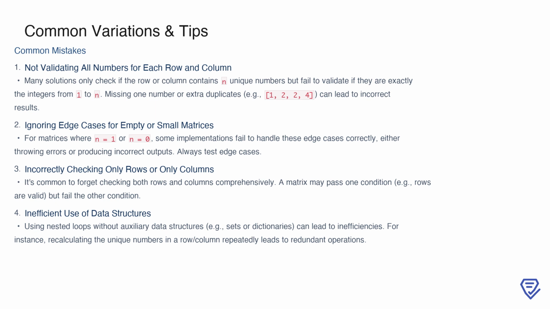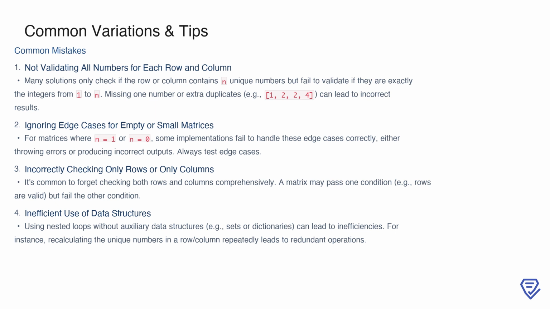Another frequent mistake is neglecting edge cases, such as when the matrix is empty or has only one element. These scenarios can lead to unexpected errors if not handled properly. Additionally, some solutions only check rows or only check columns, but both must be validated independently.